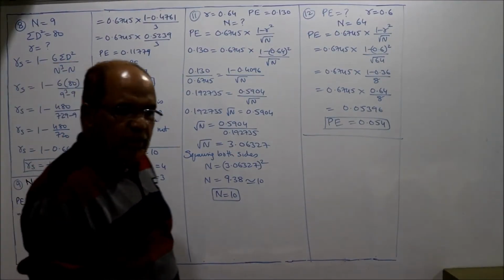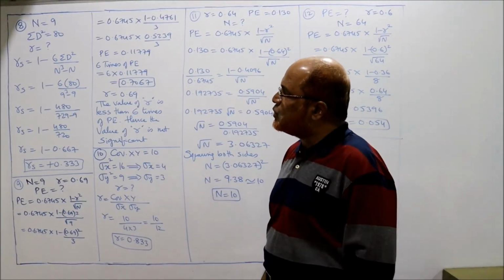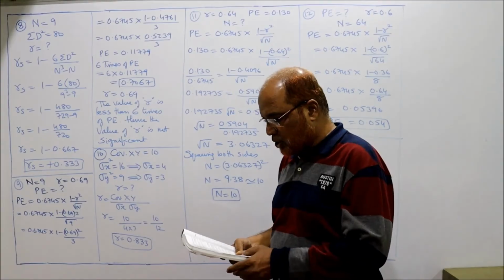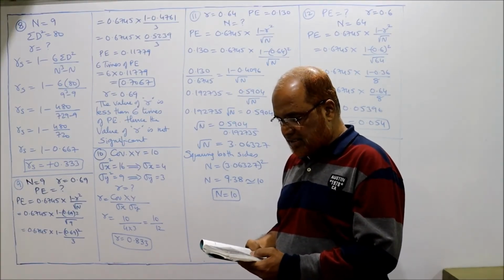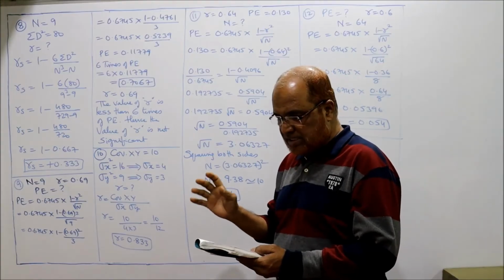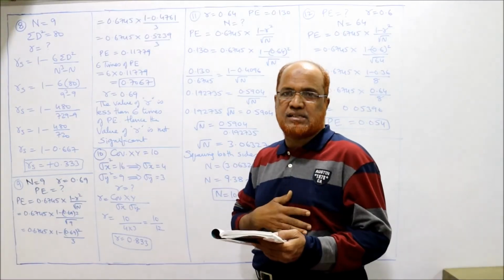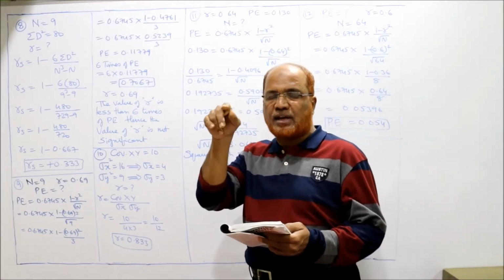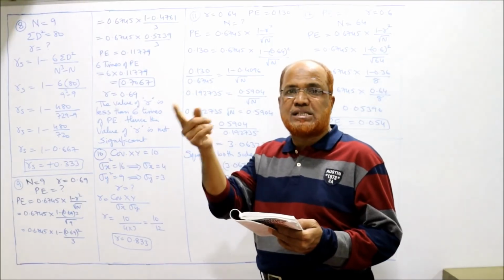Now we'll start problem number 8. In the previous video we have completed up to 7 short problems. See the 8th short problem. If the sum of the squares of rank differences of 9 pairs of values is 80. In rank correlation, first we calculate D, which stands for difference. Square of difference is D square.